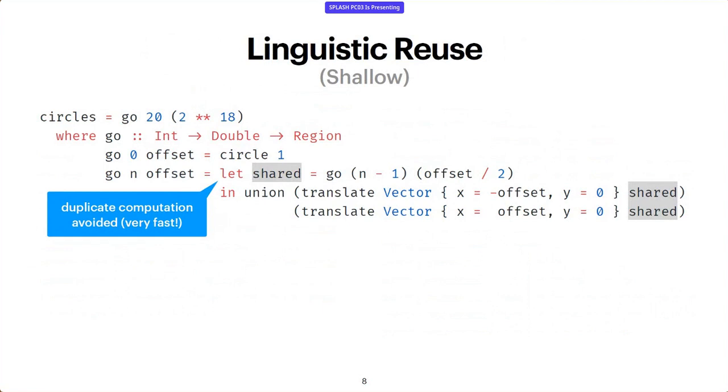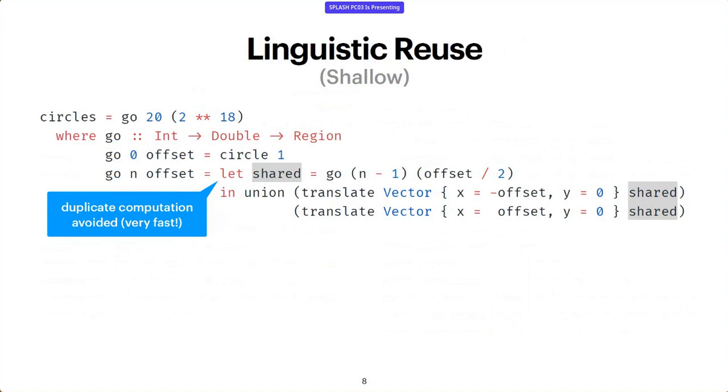Now we come to the issue of linguistic reuse. Linguistic reuse is a very important concern of embedded domain-specific languages, because if you have linguistic reuse, you can almost reuse all of the infrastructure in the host language and inherit most of the optimization. For example, let's take let sharing.